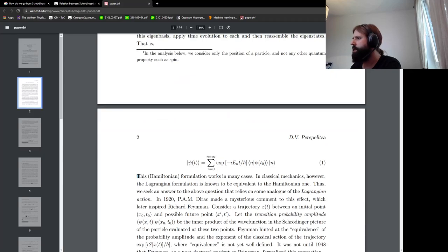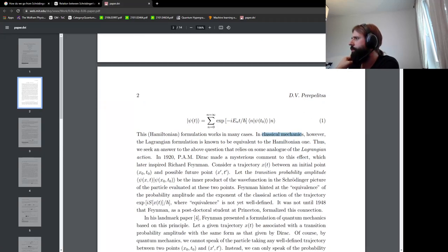Okay, so this Hamiltonian formulation works in many cases in classical mechanics. However, the Lagrangian formulation is known to be equivalent to the Hamiltonian one. Thus, we seek an answer to the above question that relies on some analog of the Lagrangian action. So Dirac made a mysterious comment to this effect, which later inspired Richard Feynman.